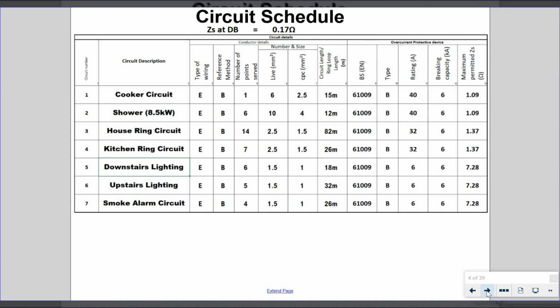So we have here a circuit schedule. The circuit schedule you see there, we've been given a ZS at dB, and the circuit descriptions as well as the installation methods, number of points served, size of conductors, cable loop lengths, information on the overcurrent protective devices, and the maximum earth fault loop impedance values.